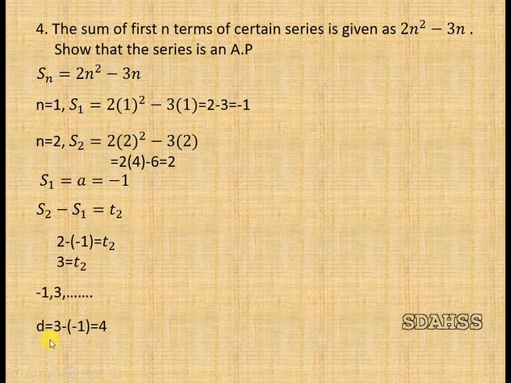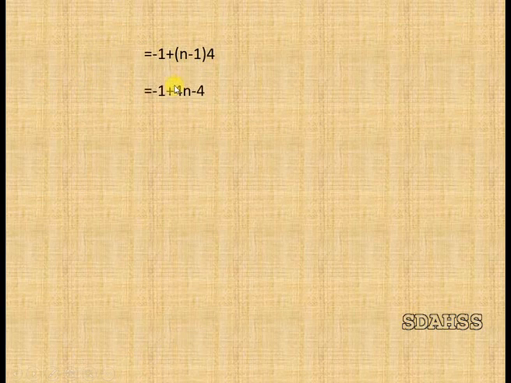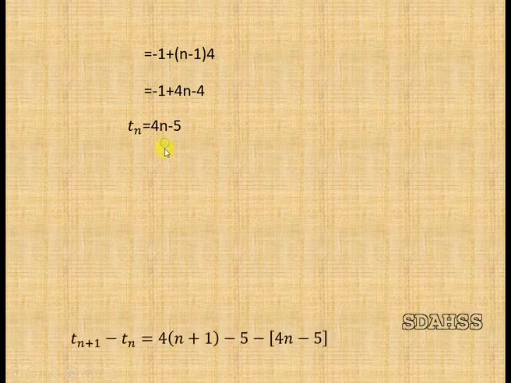Then the common difference D is equal to second term minus first term. So 3 minus of minus 1, which is equal to minus into minus plus, 3 plus 1, 4. So Tn is equal to a plus n minus 1 into d. Substitute the value. So you have minus 1 plus n minus 1 into 4. Multiply the 4 inside the bracket. So you have minus 1 plus 4n minus 4, which is equal to 4n minus 1 minus 4, minus 5.